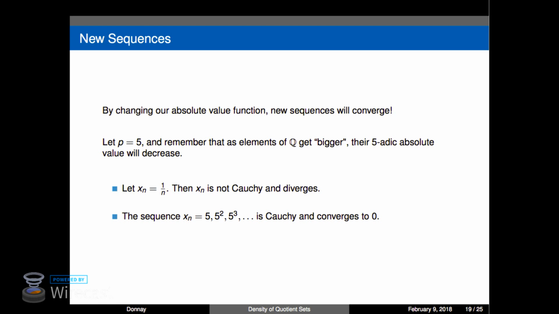If we have the sequence 5, 5 squared, 5 cubed, that is Cauchy now, and it converges to 0. Because if we're using the 5-adic absolute value, as things get bigger and bigger, they actually get smaller. So this is just a brief glimpse into the weird world of the p-adic numbers, and the fact that sequences that we're familiar with in the real numbers end up behaving really differently in the p-adics.